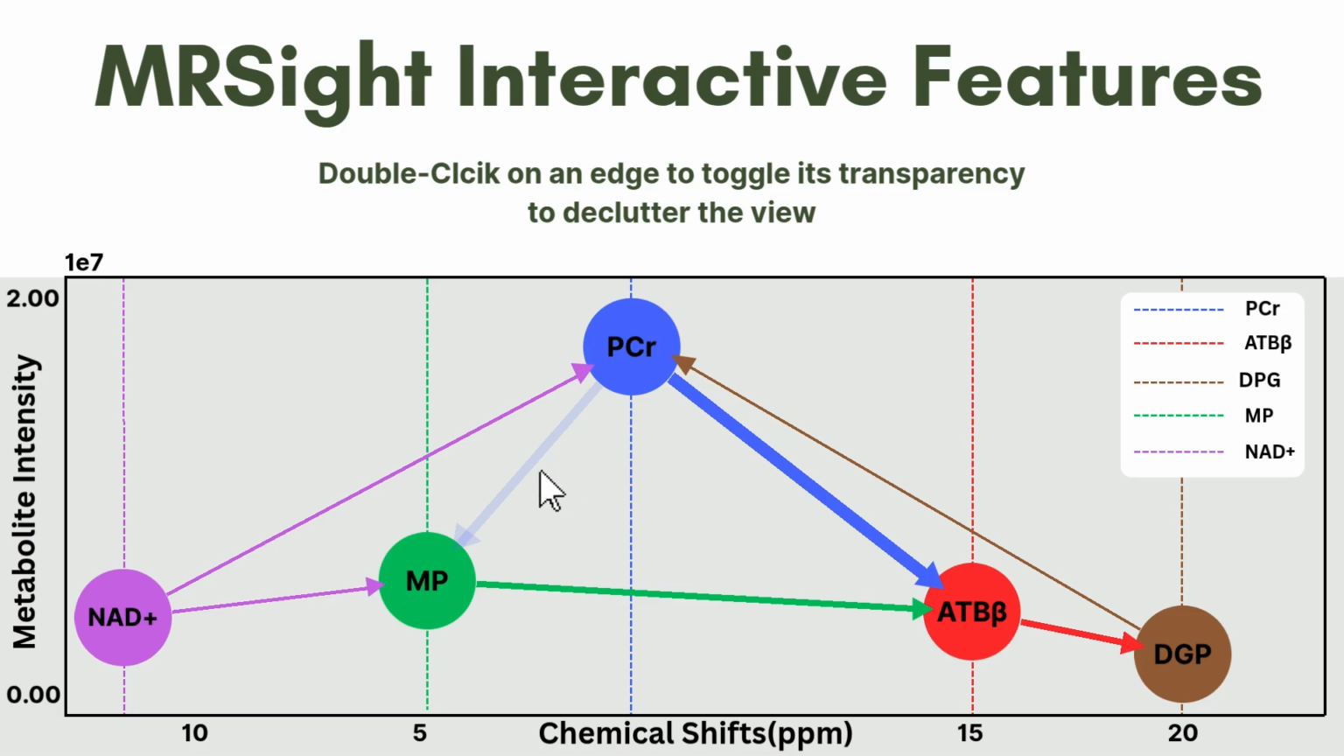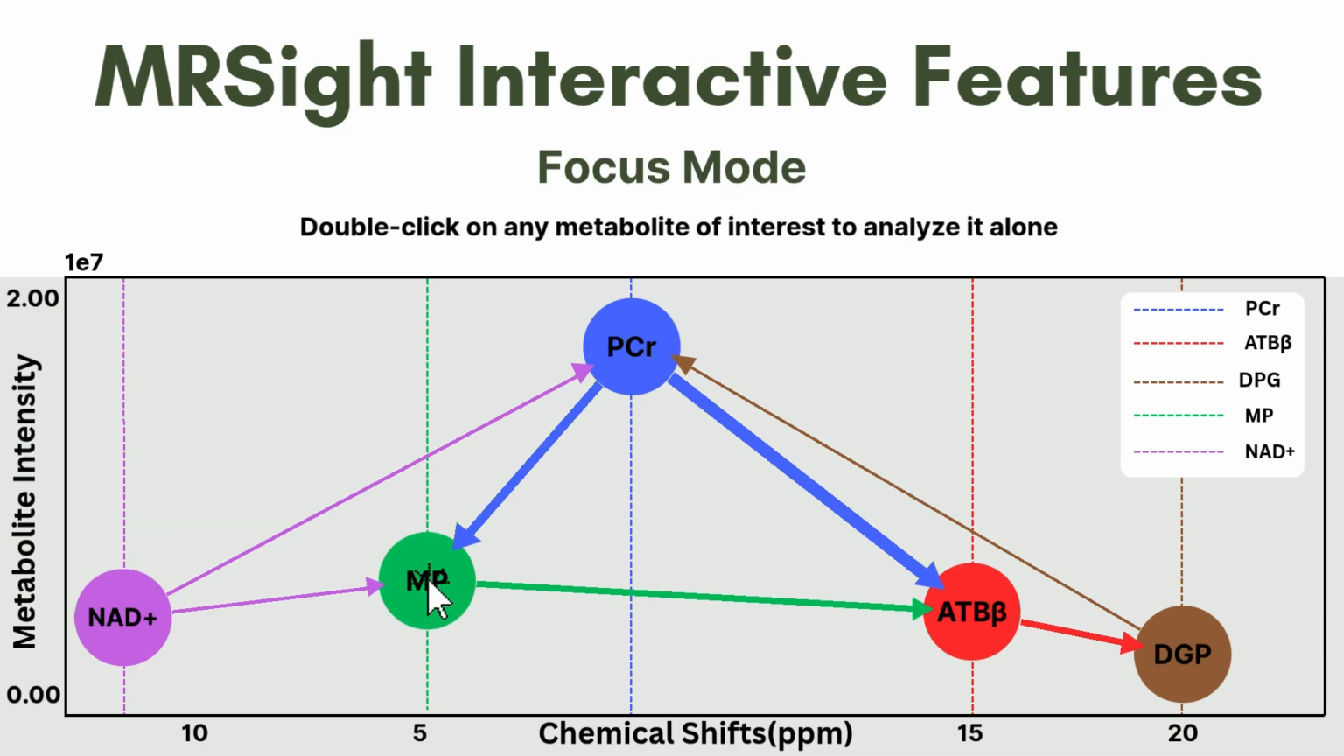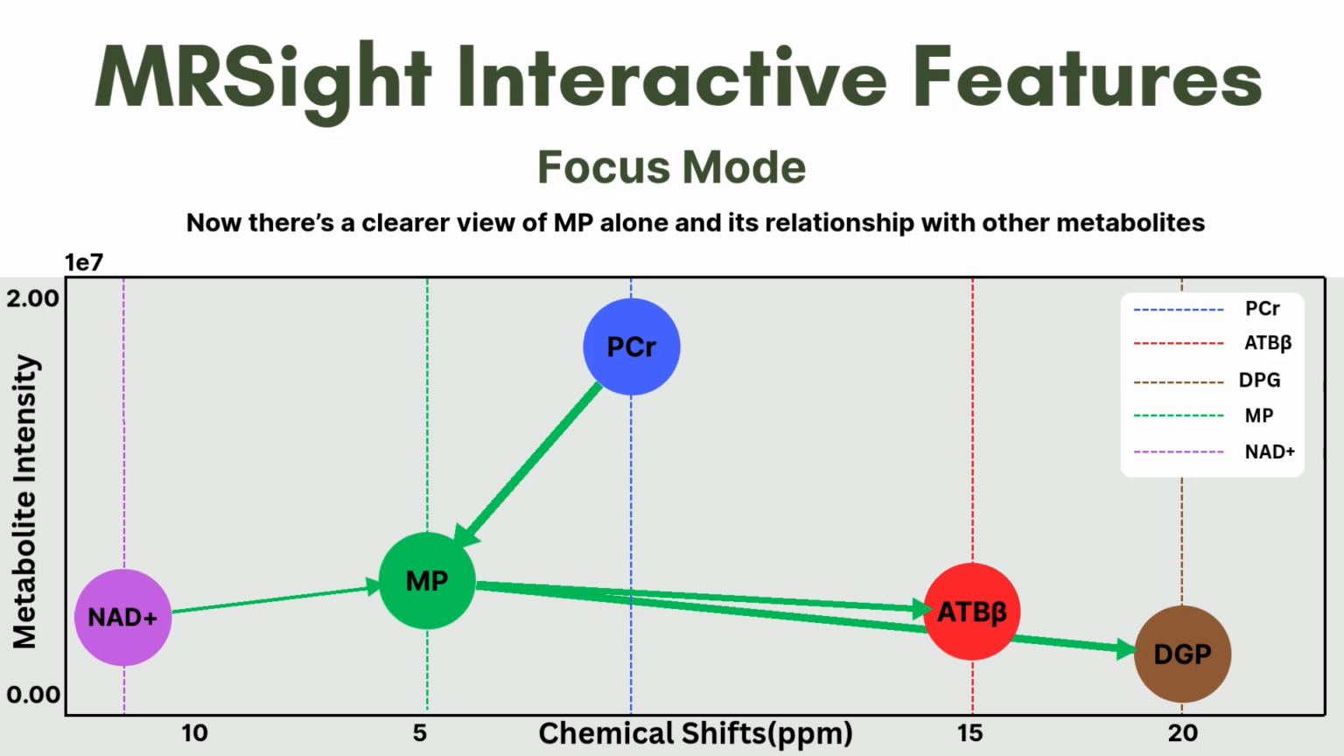Simply double-click on it. You can also grasp information about a specific metabolite. Just hover over any metabolite to show its intensity value, ratio to PCR, and graph local features, which we'll explain later. If you want to analyze a specific metabolite, just double-click on it to enable focus mode, where you only see edges associated with this specific metabolite for a clearer view.